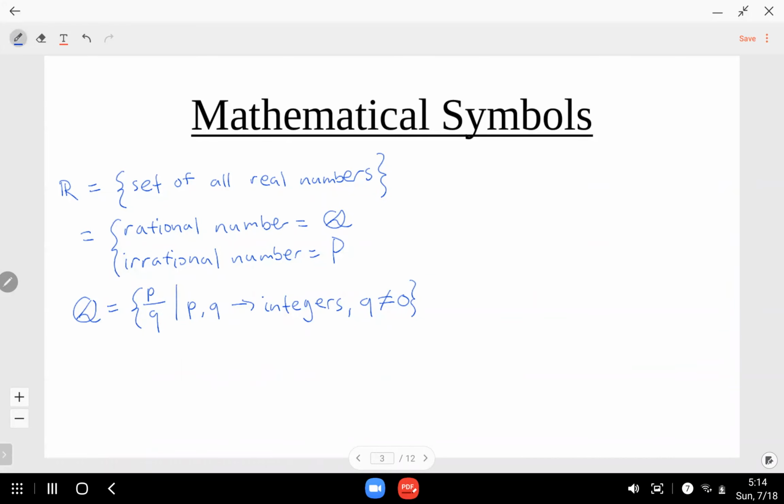So any number in the form P over Q, where P and Q are integers and Q does not equal 0, is a rational number and fits in the set Q. And if you're wondering why Q cannot be equal to 0, well, if it's equal to 0, then it's going to be undefined. So that's not even a real number.